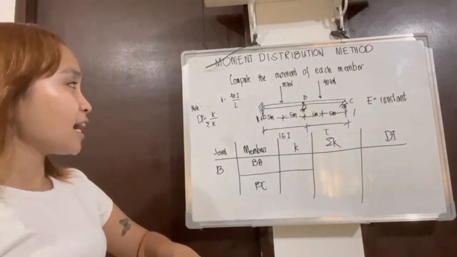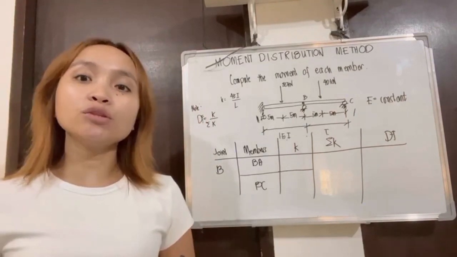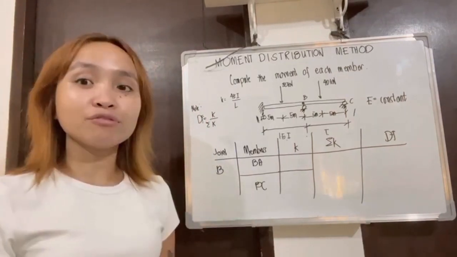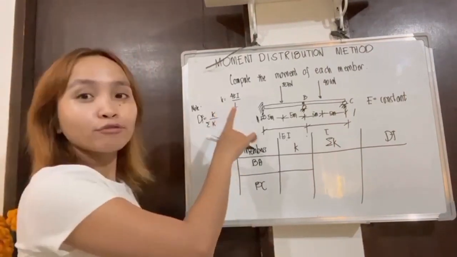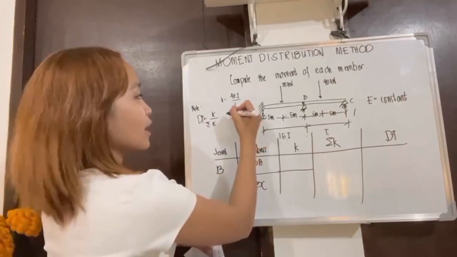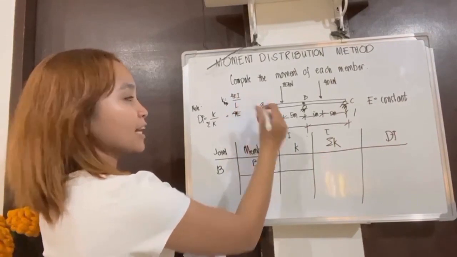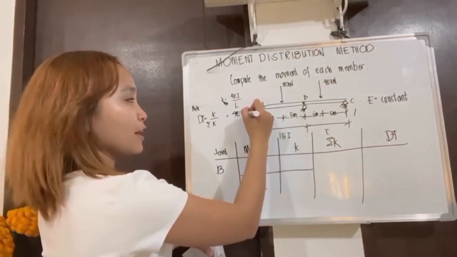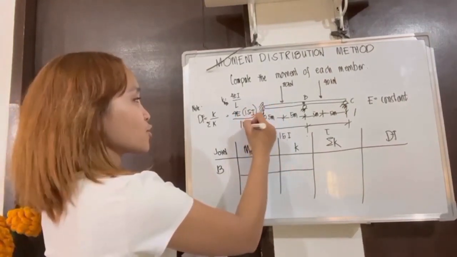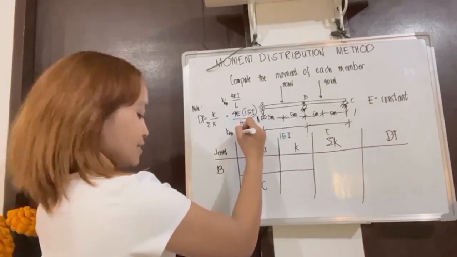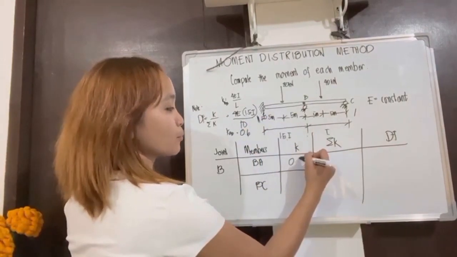So, next, remember that the formula for the distribution factor is K over summation of K. So, we need to get the value of K and the summation of K. First is the K of BA. The formula for K is 4EI over L. So, we have the formula of KAB, where our I here is 1.5 I over L, which is 10. So, our KAB is equal to 0.6. So, we put 0.6.